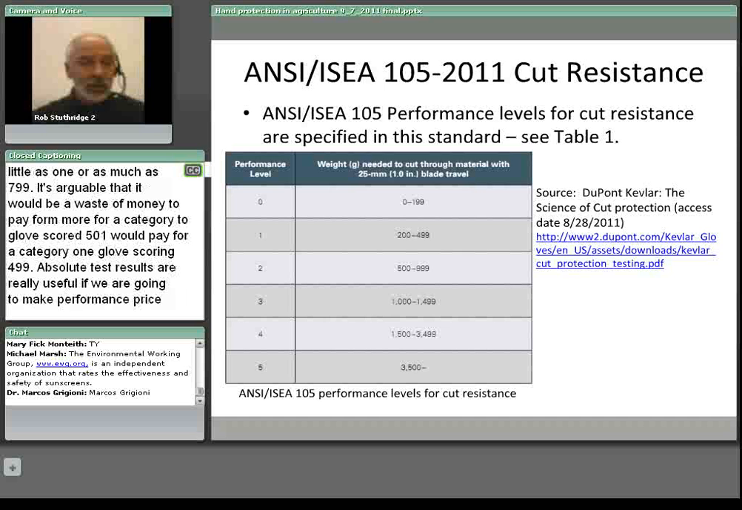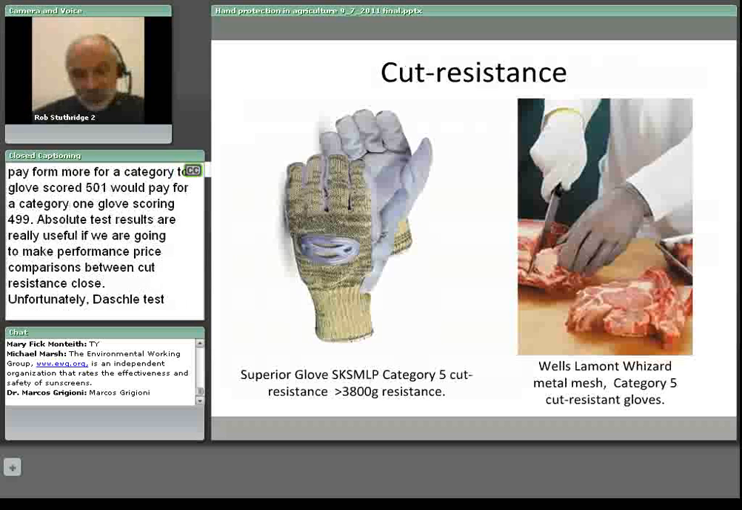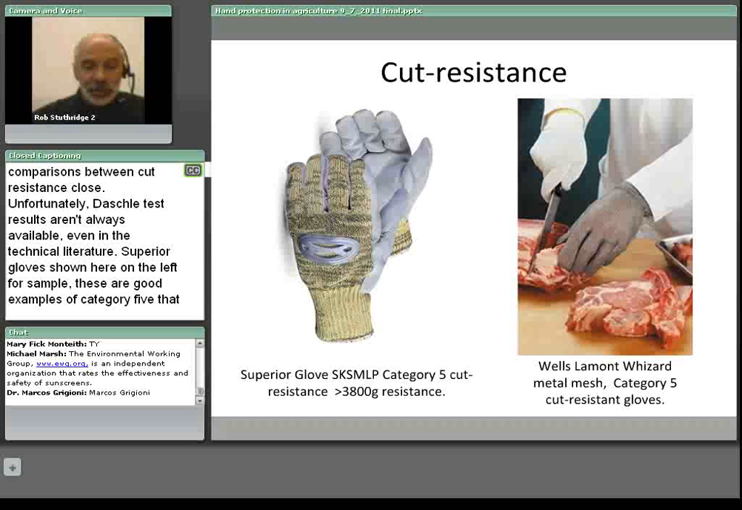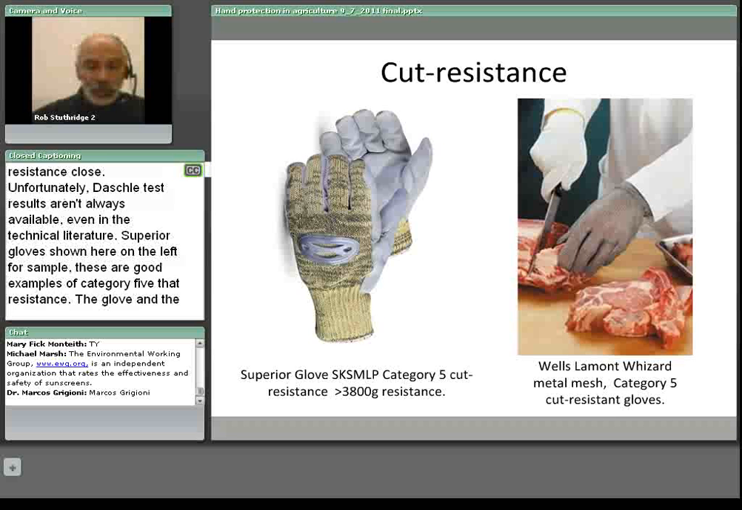Superior gloves, shown here on the left, for example, are just a couple of good examples of Category 5 cut resistance. And the glove on the left states 3,800 grams of cut resistance. So these kinds of gloves are going to be ideal for handling sheet metal, glass, maybe in forestry work and so on. But as always, the sharps hazard should be engineered out of the workplace wherever possible.